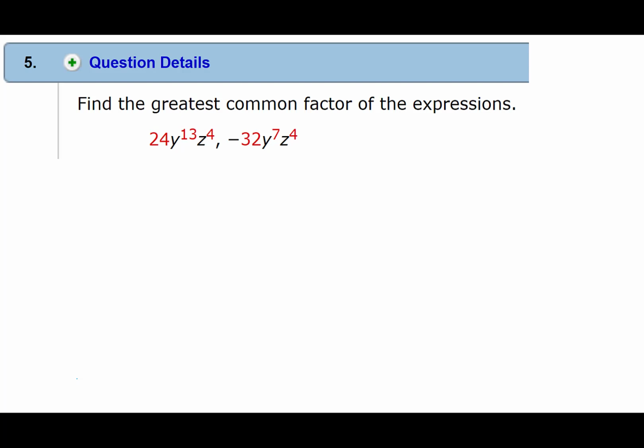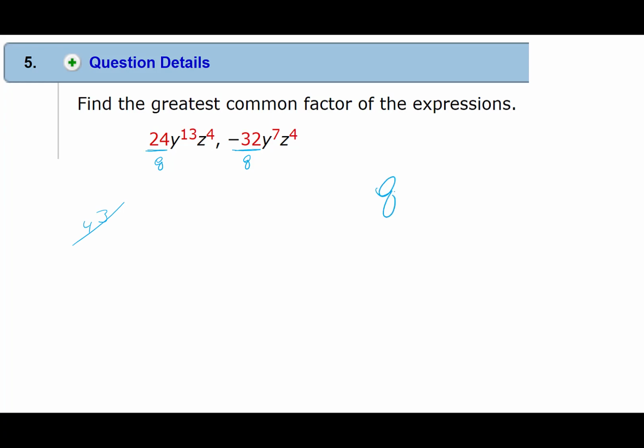In this example it says find the greatest common factor of the expressions. We have two expressions separated by a comma, and we're just looking to see the largest number they have in common and then how many variables they have in common. If we first look at the coefficient 24 and negative 32, they are both divisible by 8. And so that would be 8 divided into 24 is 3 times, and 8 into 32 is 4 times. So 8 is the largest coefficient. So I'm going to write that over here.